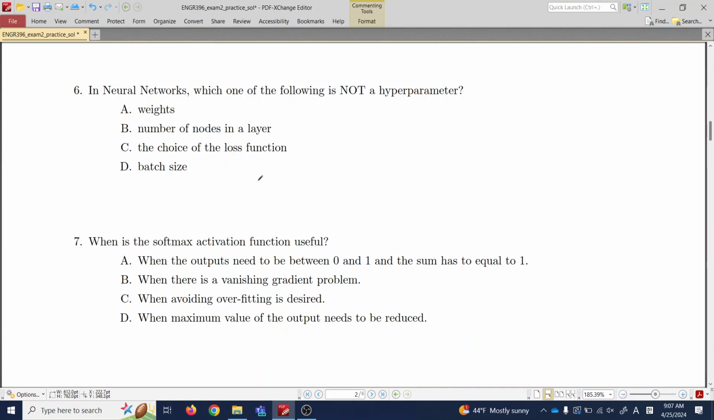But there are also parameters in machine learning which are not decided during the training. They're decided before the training. So for example, in support vector machines, what kind of kernel are you going to use? That's going to be a hyperparameter because you have to set it before you run it, okay? So in neural networks, which one is not a hyperparameter? Would you have a guess?